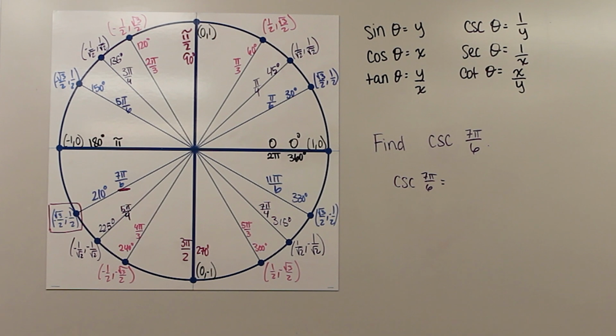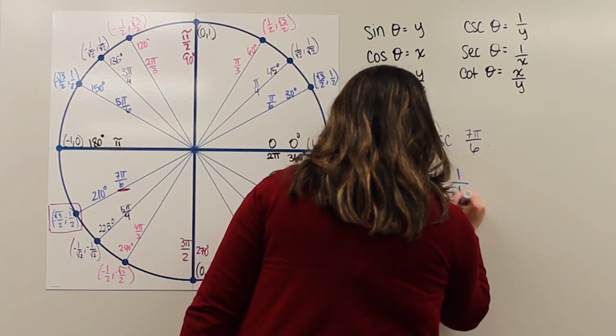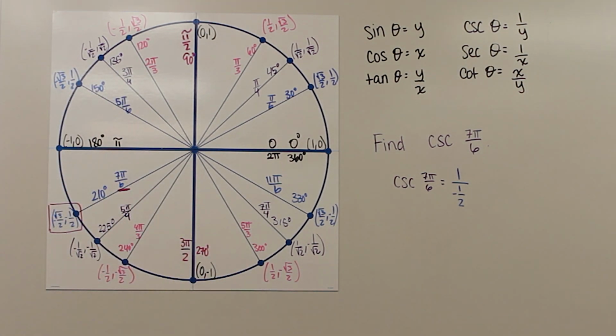So I'm going to do this the long way instead of the short way, because I want to make sure you guys actually understand why it works the way it does. So my y value at 7 pi 6 is -1/2. So 1 over -1/2. Let me actually write that out so you can see that. Okay, so 1 over -1/2, which is the same thing as saying 1 divided by -1/2.